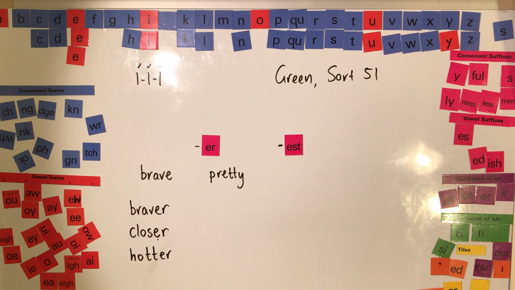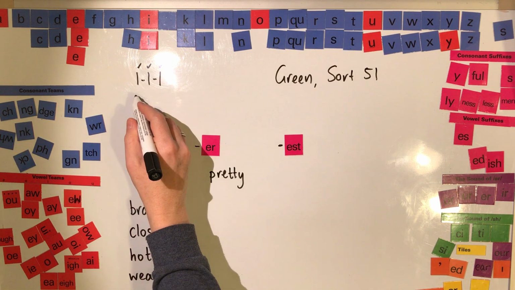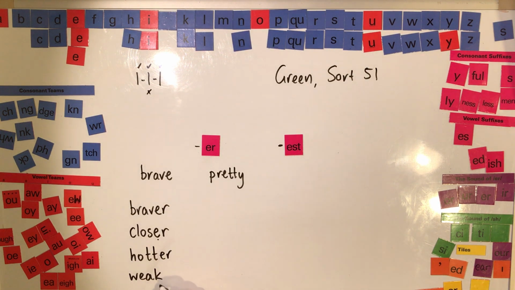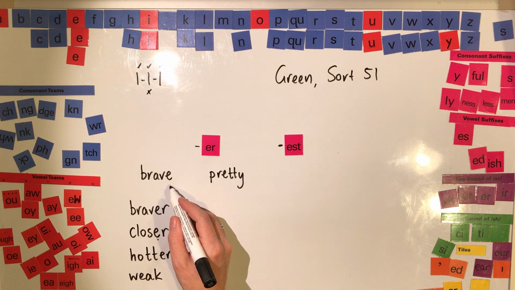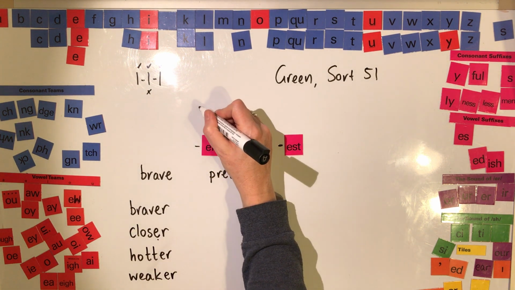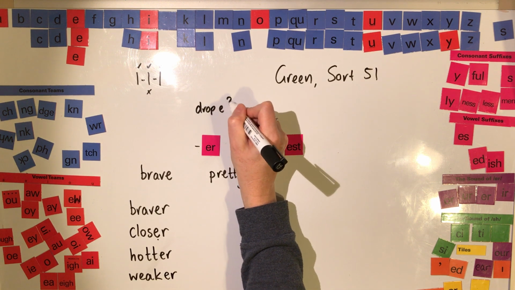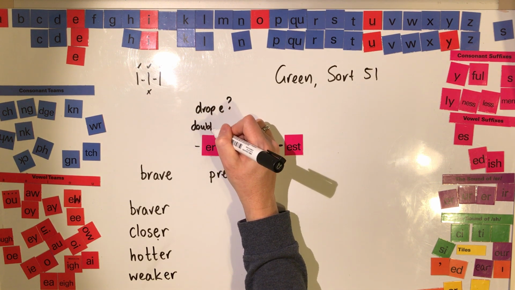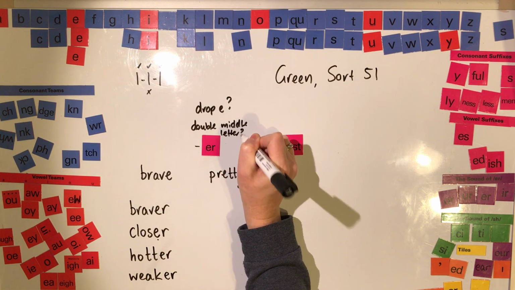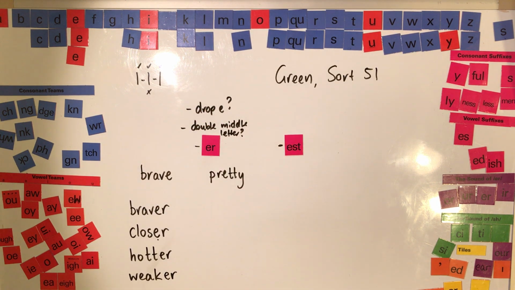Okay, let's look at a word that you don't have to do anything to. Weak. It doesn't obey that because it doesn't have a single vowel, so that doesn't need doubling. It doesn't have an e at the end of it. So this is a word where we just add that. Weak, weaker. So things you're looking out for is, do I have to double the middle letter or do I have to drop the e? Drop the e, double the middle letter. They're the two questions you're asking yourself when you're adding er.